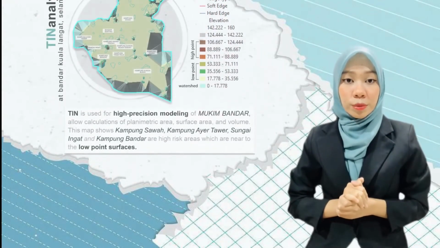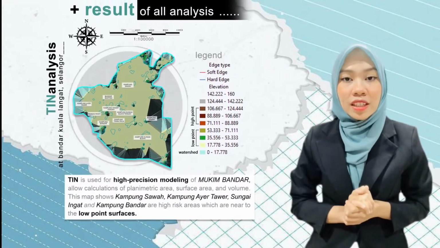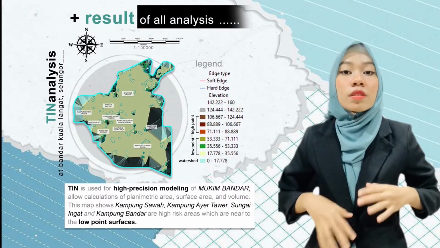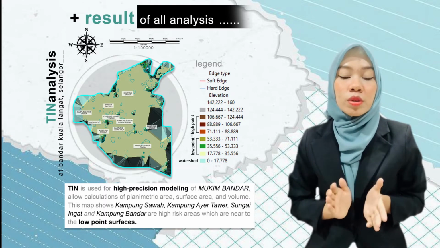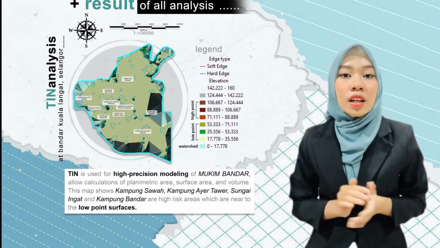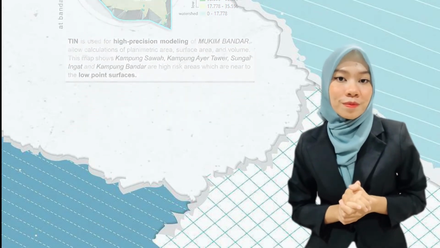As for the result from the analysis, the first one is TIN analysis. As we can see, TIN is used for high precision modeling of Bukit Bandar. It allows the calculations of planimetric area, surface and volume. This map shows that Kampung Sawah, Kampung Air Tawar, Sungai Ingat and Kampung Bandar are the high risk areas, which are near to the low point surface.